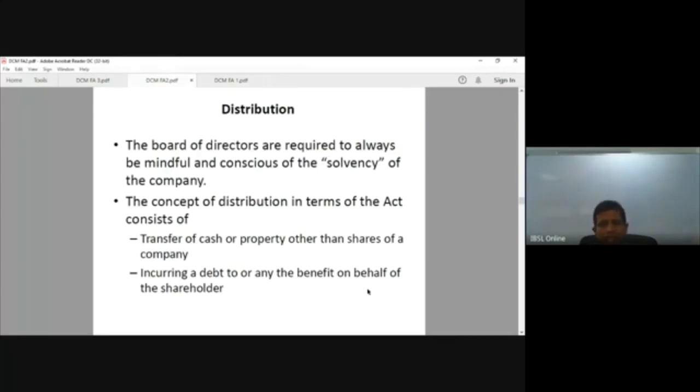Right. I think last week we stopped at this point. This is called distribution. Under distribution, if you take a company, the main one is distribution. That is called dividend. Right?